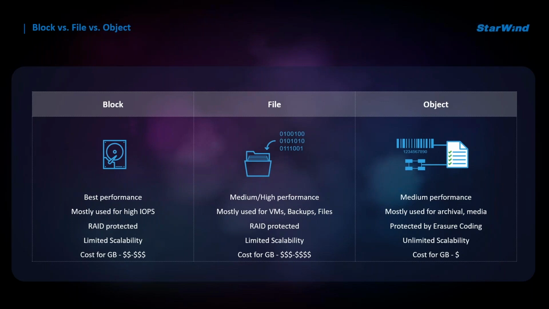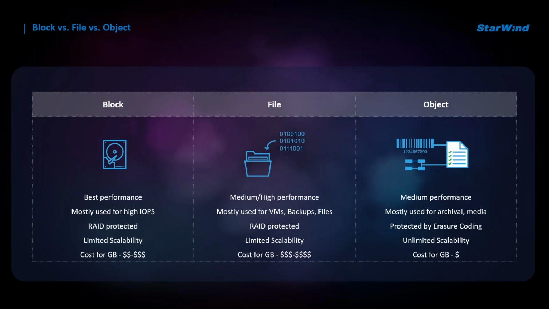Usually, talking about block level access, it is RAID protected, and because of the RAID protection we have limited scalability, which is limited by your RAID controller. The cost for extension and scalability for 1 gigabyte of data will vary from $10 to $100, and even more, it just depends on your particular case.